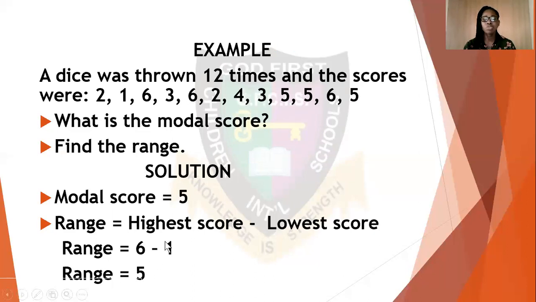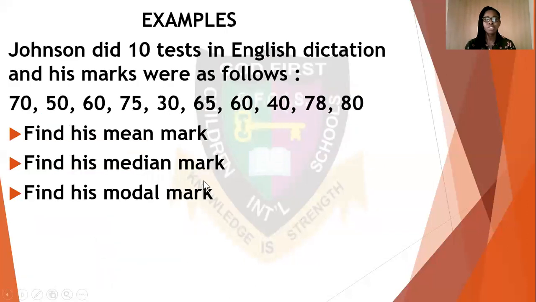So the difference between the largest number, 6, and the smallest, 1, is 6 minus 1, so the range is equal to 5. Let us see more examples on median, mean, mode, and range.